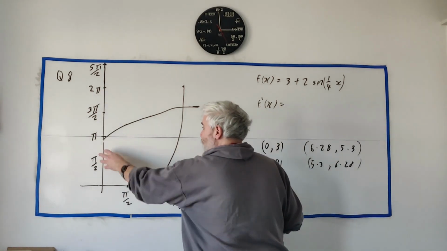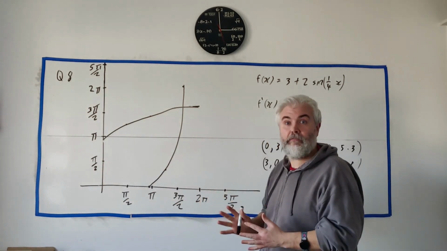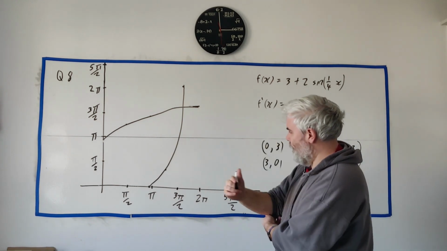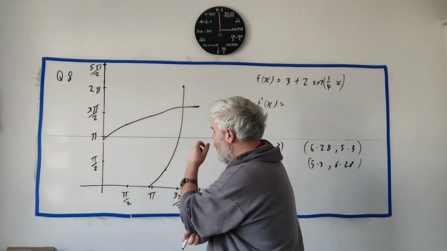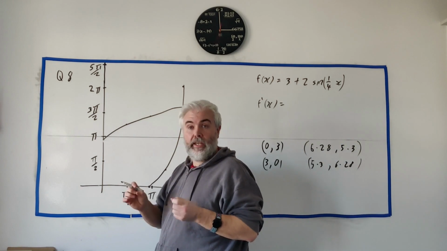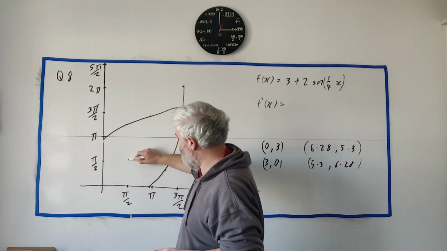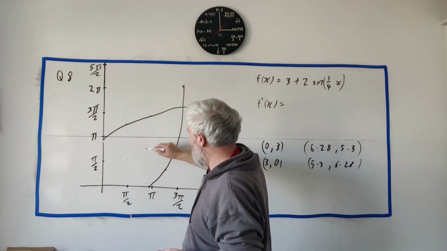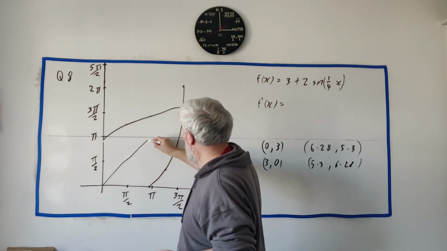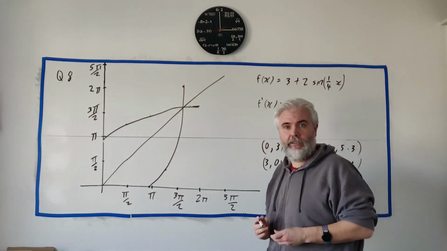Numbers went in, numbers came out, switch them around, and that's what the inverse looks like. And that's roughly what it looks like there. Another way to have done that is to get the y equals x line, the middle line. Pi over 2, pi over 2, pi and pi, and so on. You get this line here through the middle.